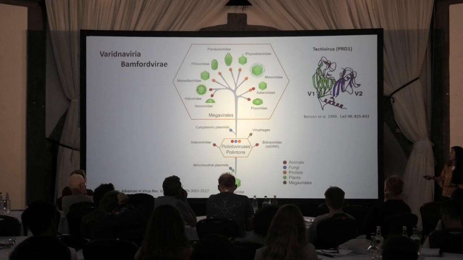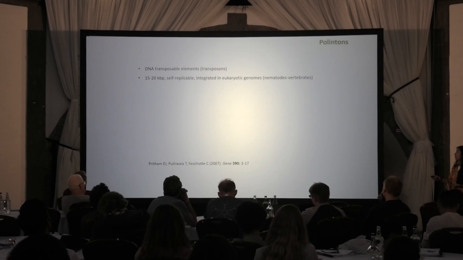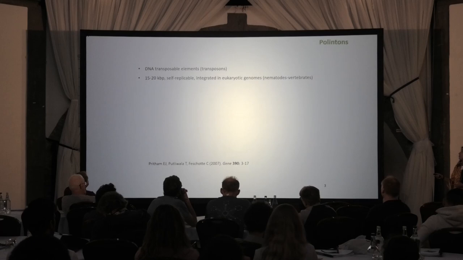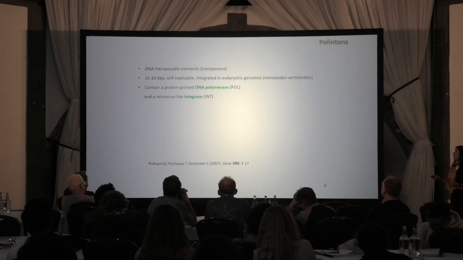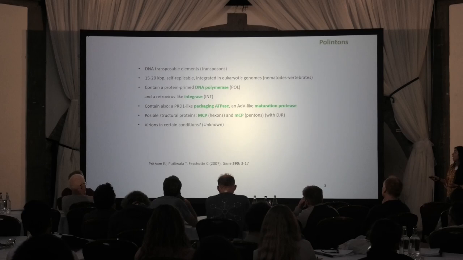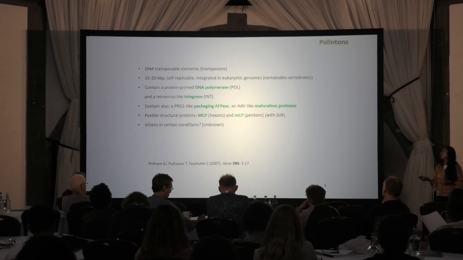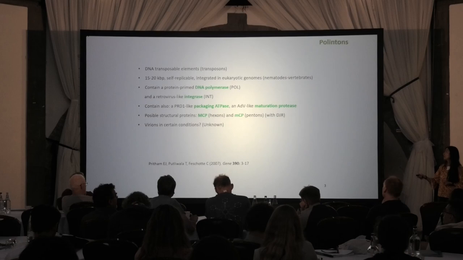But what are the polintons? The polintons are DNA transposable elements. The size is around 15 to 20 kilobase pairs. They are integrated into the eukaryotic genome, from macrophages to vertebrates, and they contain a protein-primed DNA polymerase and retrovirus-like integrase. For this reason, they are called polintons. They also contain a PRD1-like packaging ATPase and adenovirus-like maturation protease, and they also have possible structural proteins, a major capsid protein and a minor capsid protein. The folding could be a double jelly roll in the case of the major capsid protein and a single jelly roll in the case of the minor capsid protein.